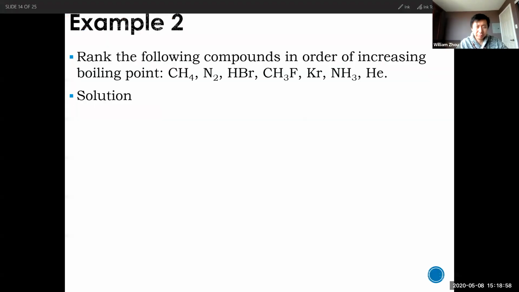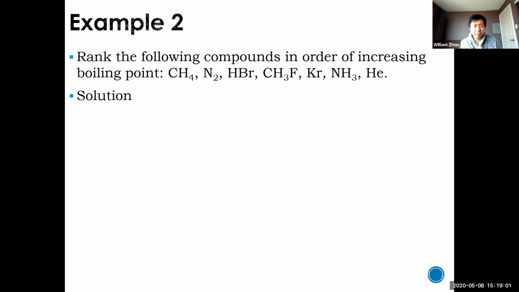All right, so here's an example where you have to rank the boiling points of various substances. You have already seen the assignment; there's already a question like that. The way you do this is you figure out their intermolecular forces, which ones are stronger, and then that's how you rank them. Try to work this out on your own. Try to rank them in increasing boiling points.